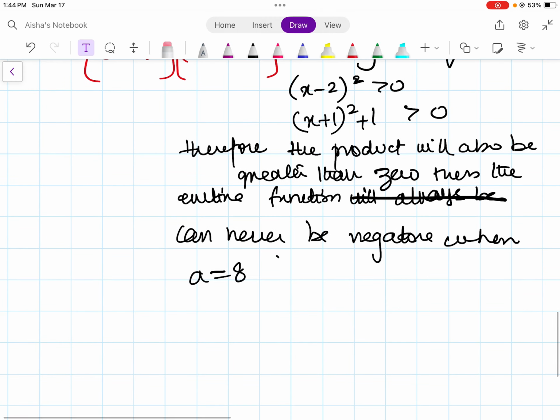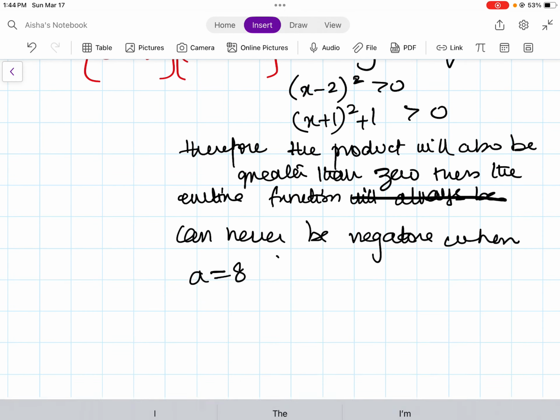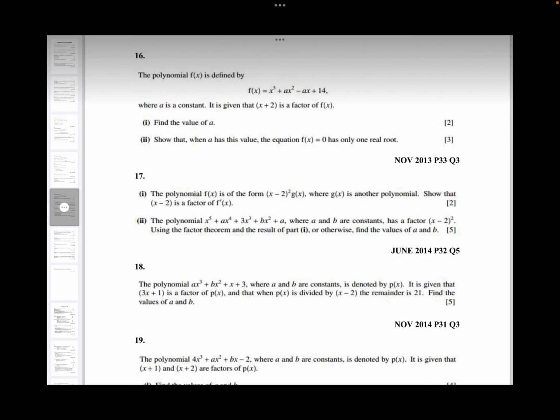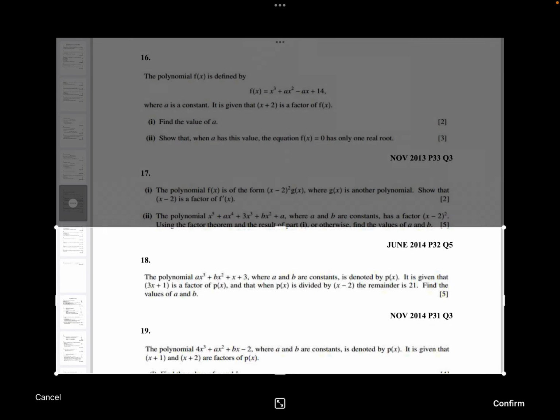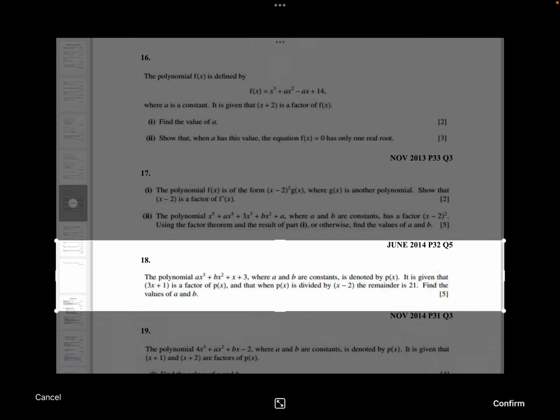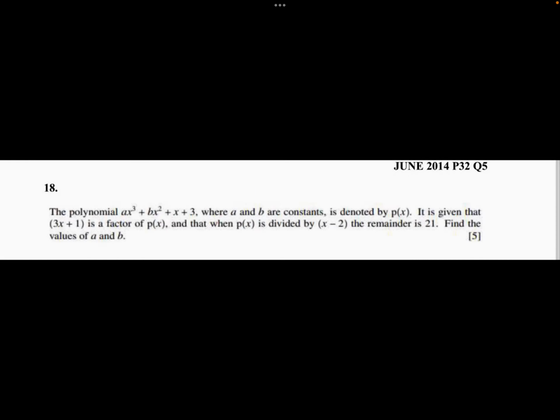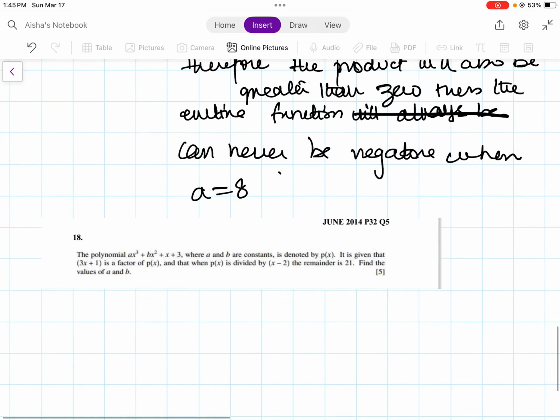Okay, so I think that's about it. I'll look into if there are any other questions. Achha, this one is very easy because they have given the remainder and factor both. How do we go about this one?